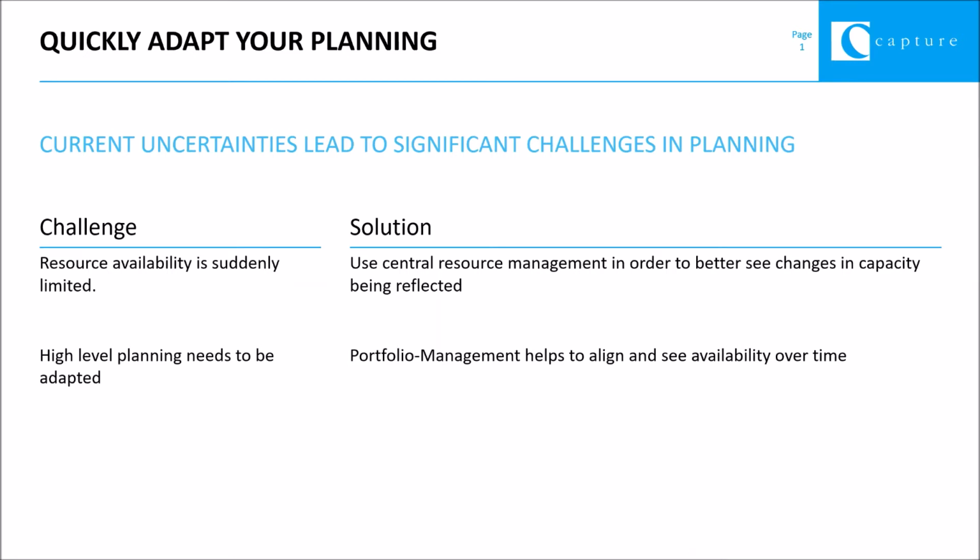So I have listed here two challenges, like the resource availability that is suddenly, for whatever reason, limited. Could be due to the availability of a single person or of a whole group, or maybe even a location, which then, of course, leads to changes that might need to be reflected somehow in the project and portfolio management planning. The other thing, which is of course tied to the availability and the overall capacity in general, is that high-level planning needs to be adapted properly.